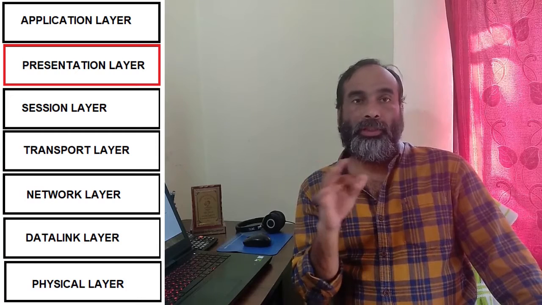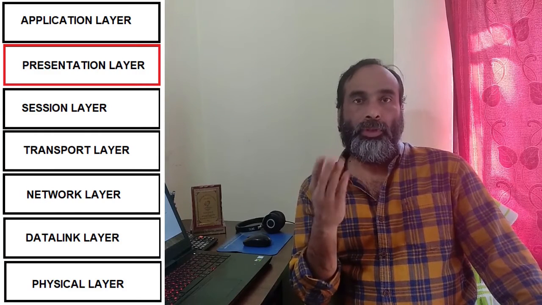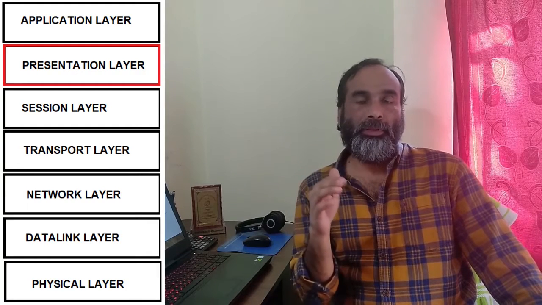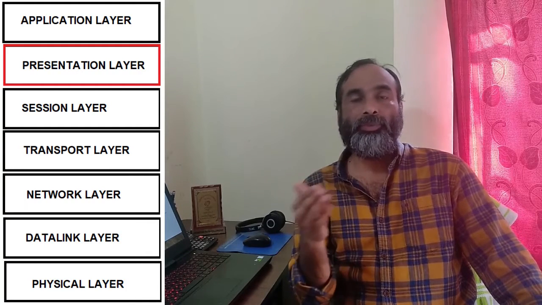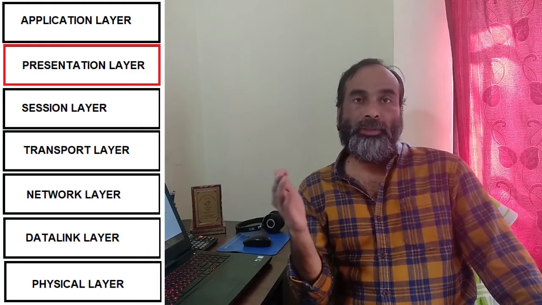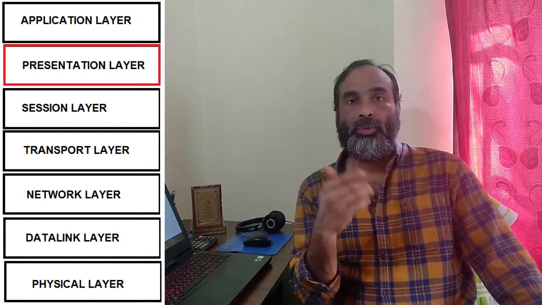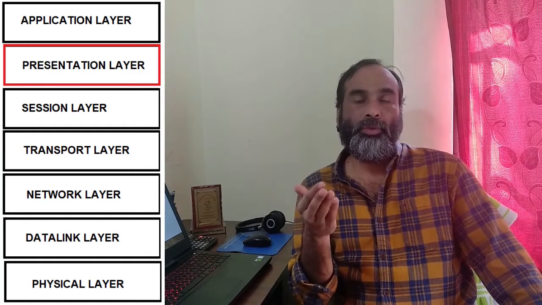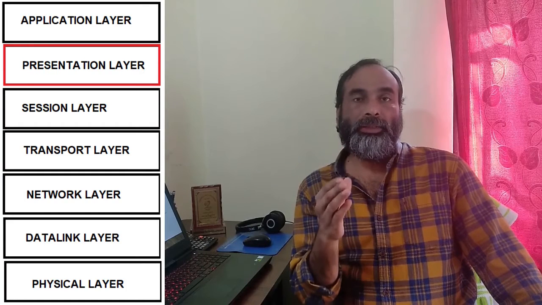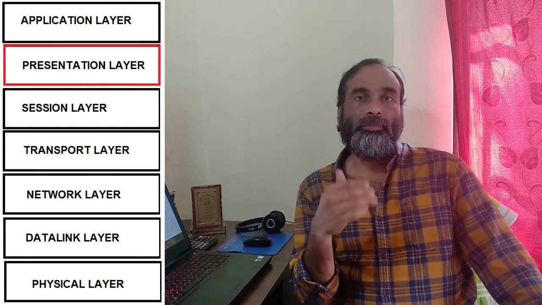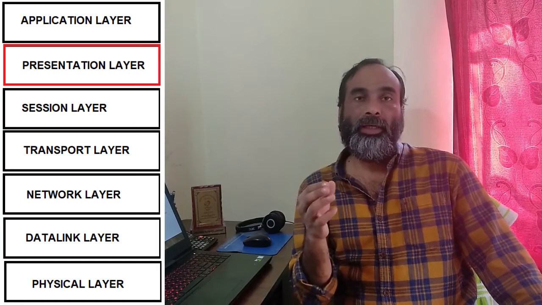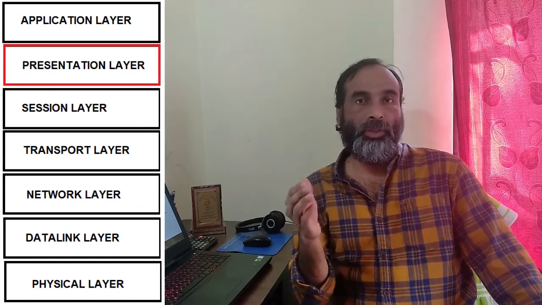So when you type a website name or give an instruction to a computer, you do it in these alphabets, like we have the characters, then we have the numbers. The computer doesn't understand these characters or numbers, so we have to convert that into binary code, like zeros and ones. So this is the responsibility of the presentation layer, to convert this data from the characters and numbers to the zeros and ones.